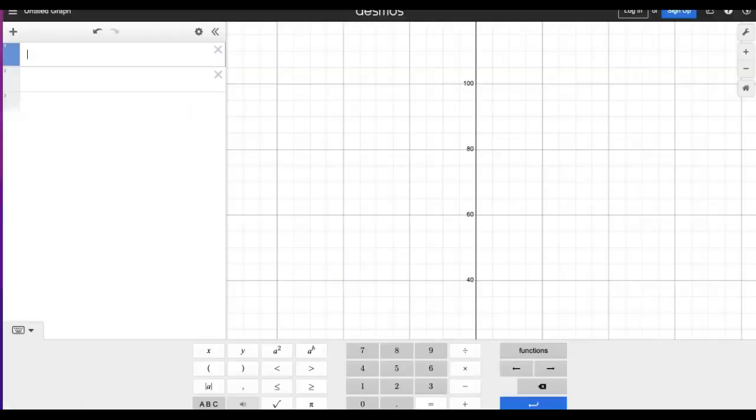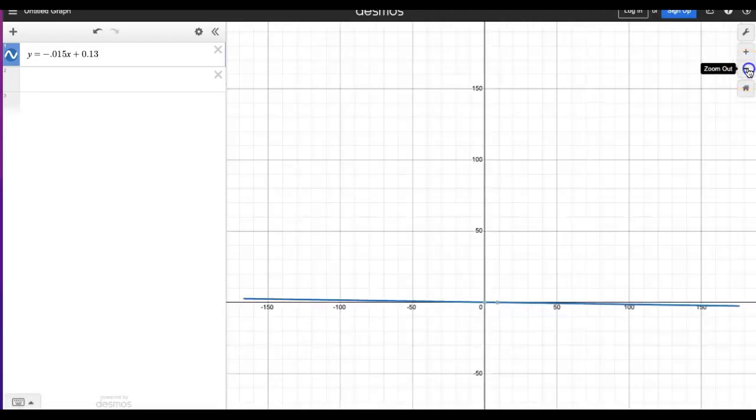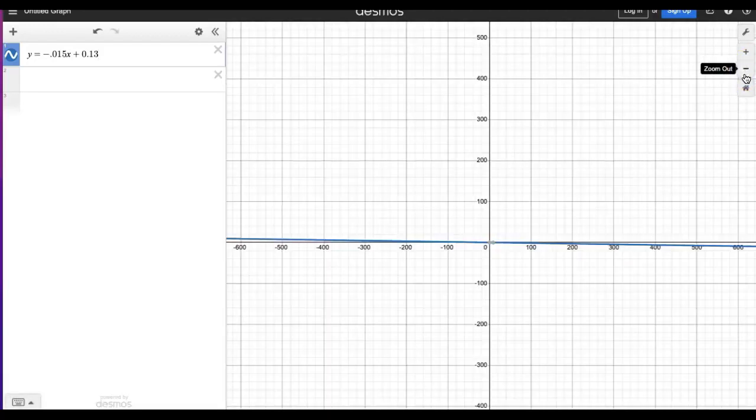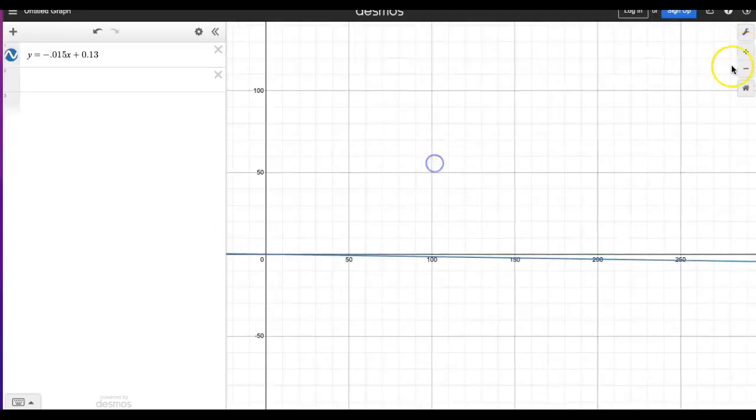So let's look at the graph. I'm back to Desmos, so I'm just going to write my equation: y equals negative 0.015x plus 0.13. It's worth noting here that I used the subtraction sign for a negative, which is different from most calculators, which have a negative button. I just wanted to mention that. If we zoom out here, we can see this blue line. We can also zoom in a little bit.